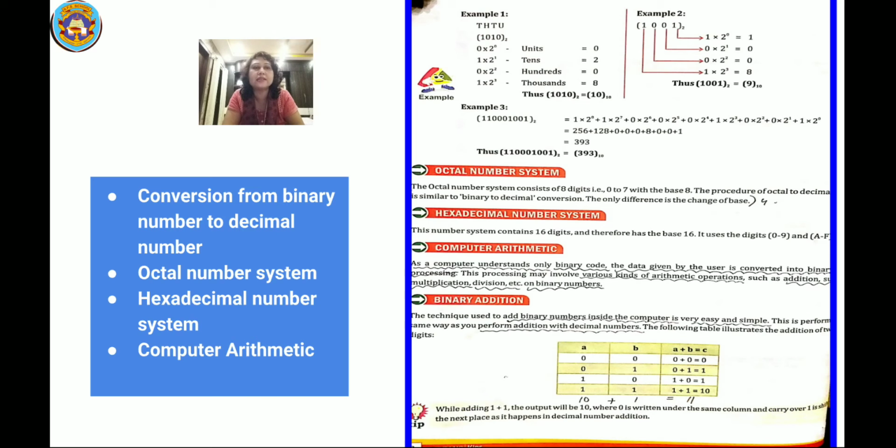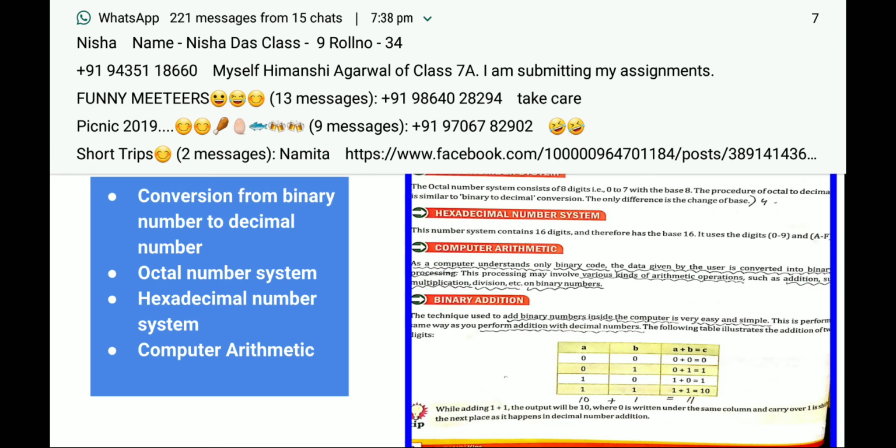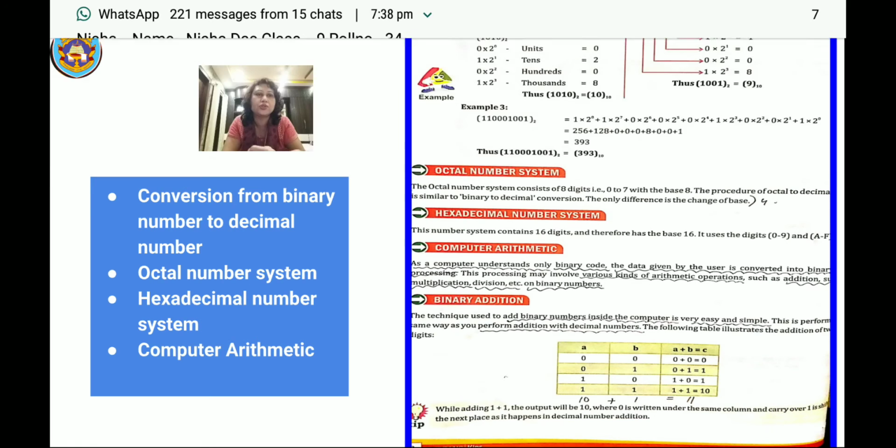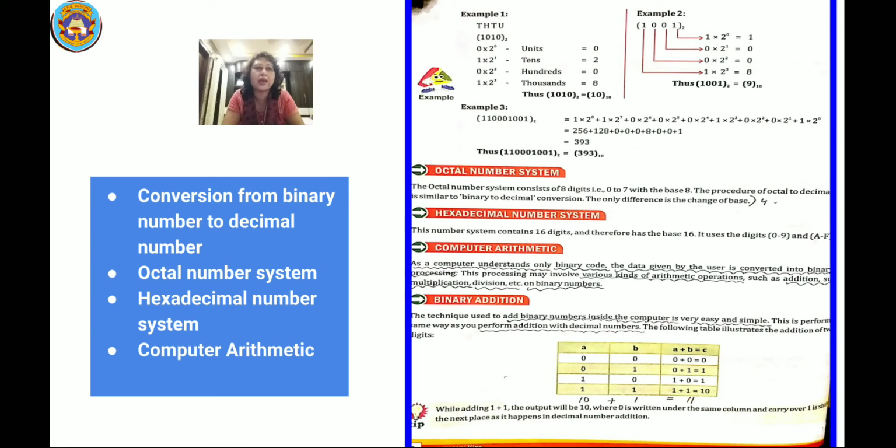Then next we have the hexadecimal number system. In this number system, it consists of 16 digits, that is the digits 0 to 9 and the alphabets from A to F. So 0 to 9 is 10 digits and A to F is 6. So 10 plus 6 is 16. Therefore the base of the hexadecimal number system is 16.